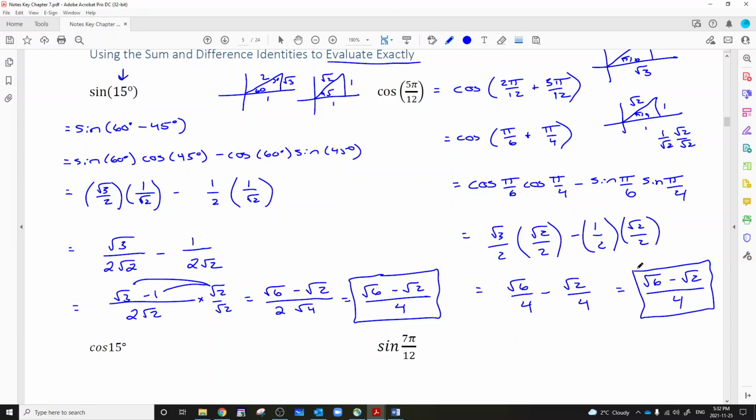Okay, so this would be a great place for you to pause the video and give the next 2 a go. I've got one with degrees and one with radians. And then when you come back, you can unpause and I will work it through.